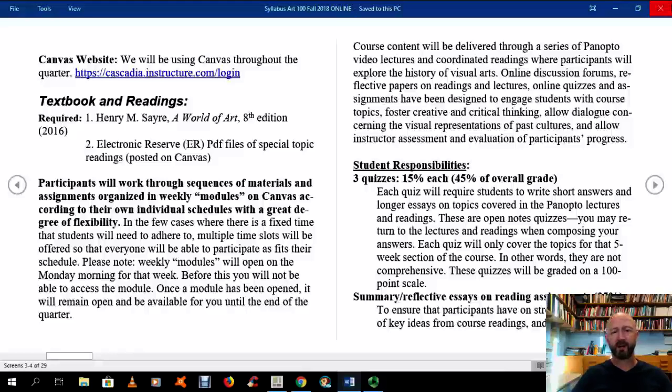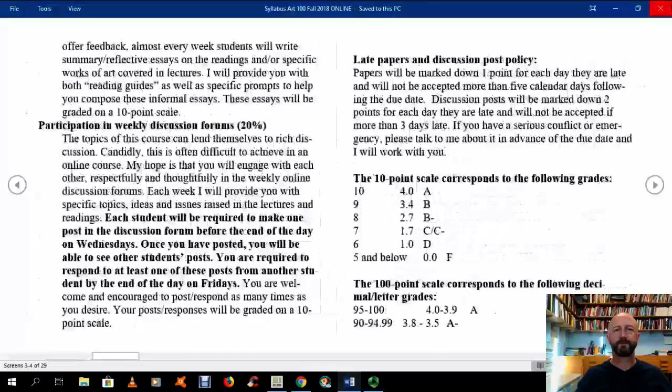The second component, as I went over just a moment ago, are these summary reflective papers on reading assignments, as well as, frankly, lecture assignments. They're going to be spaced out just about every week unless you've got a quiz, and they make up about 35% of your overall grade. This is to ensure that you understand the lecture topics and that you have a chance to really think your way through some of the bigger questions through the process of writing. They're all graded, by the way, on a 10-point scale.